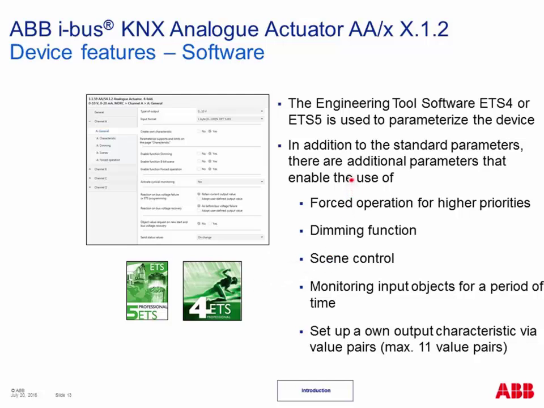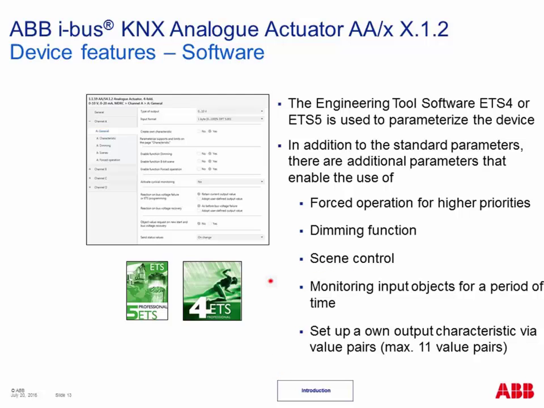There are some additional parameters you will see later on. Forced operation for higher priorities. So in case of any special situation, you can bring the output to a defined value. As mentioned, we can control also dimmers. So we have dimming functions. We have dimming communication objects, 4-bit and 1-byte as well. We can integrate the outputs into any scene management, scene control.